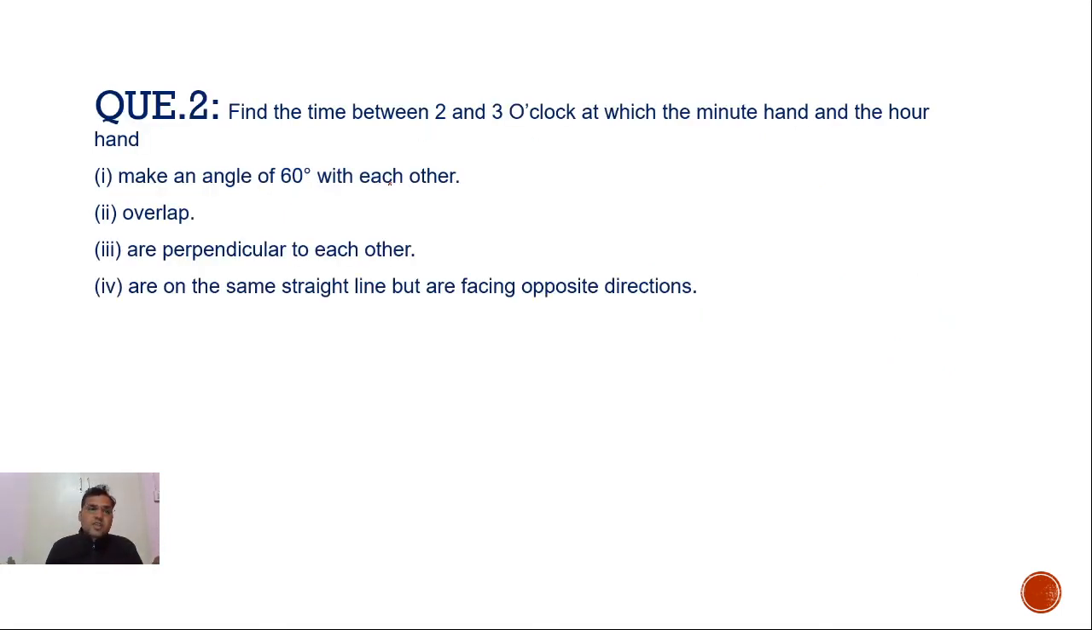Now let's do question number 2 here. It asks: find the time between 2 and 3 o'clock at which the minute hand and the hour hand make an angle of 60 degree with each other. All these four questions can be solved in a very short span of time if you know the concept of 11 by 2 degree per minute, and you know how to read the time in the clock. Now we are supposed to find out the time between 2 and 3 o'clock.